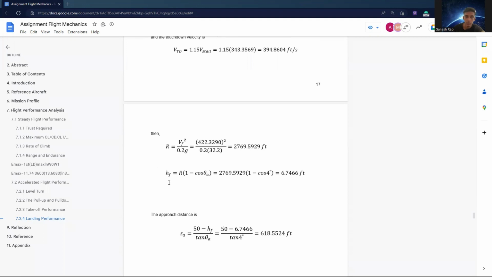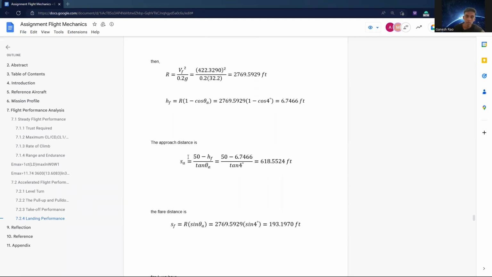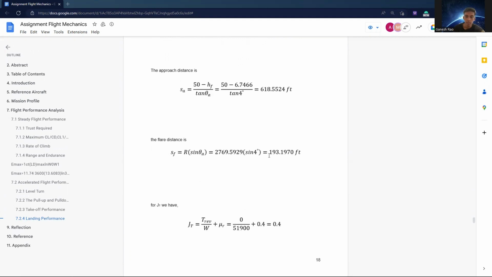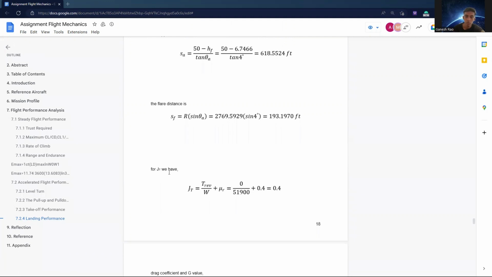Then we calculate the R value and the HF value. Using the R value, we can get the HF value. For the R value, we get 2,769.529 feet. For the HF value, using the angle, we get 6.7466 feet. The approach distance is calculated using the trigonometry method, and we get 618.5524 feet. The flight distance is 193.1970 feet. To calculate the ground roll distance, we find that JT is equal to 0.4.